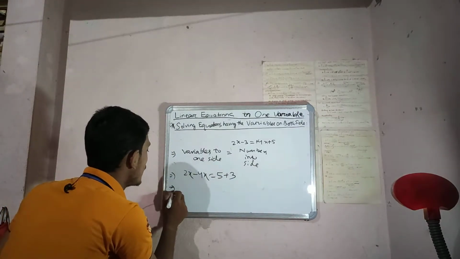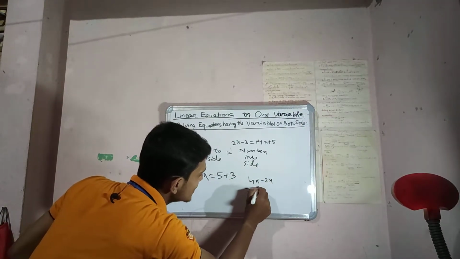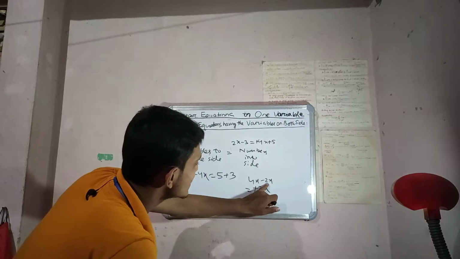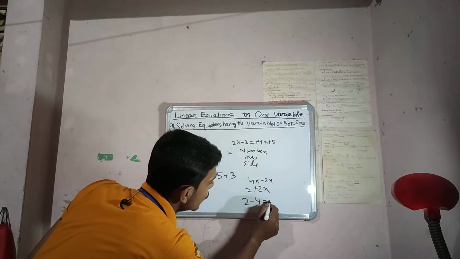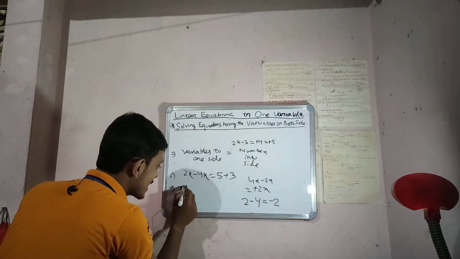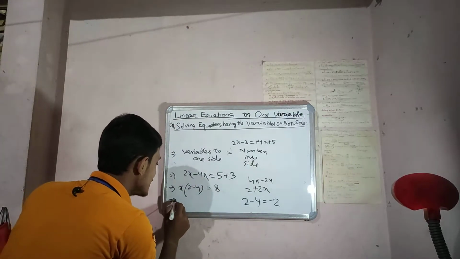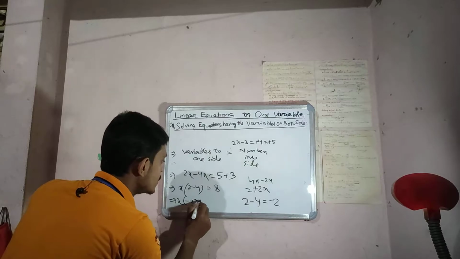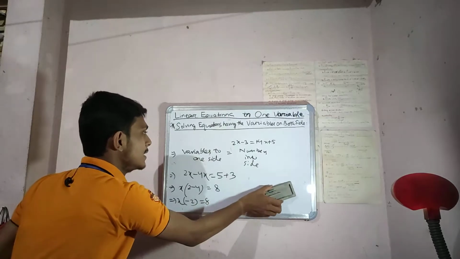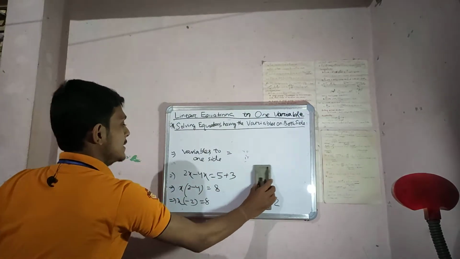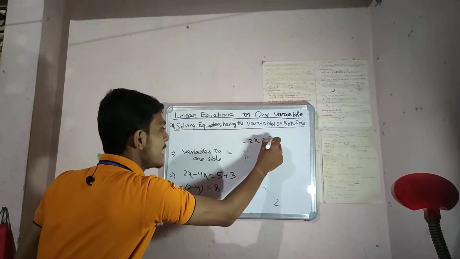So 2x minus 4x, how much is it? That is minus 2x, because 2x is less than 4x. When 4 is subtracted from 2, we have minus 2. In this way, when x is taken common, 2 minus 4 equals 5 plus 3, that is 8. 2 minus 4 is minus 2, so minus 2 multiplied by x gives minus 2x, that is 8.